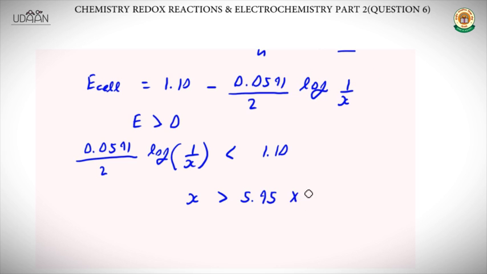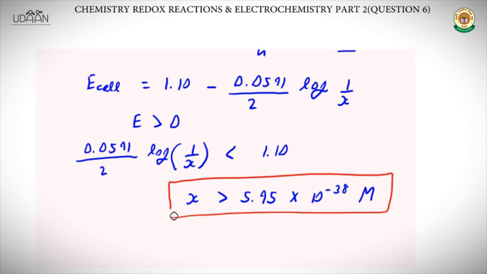5.95 into 10 to the power minus 38 M. Hence x is more than this. This is the minimum concentration. So you can just check for when the value becomes greater than 0, and then at that minimum concentration the reaction will become spontaneous in the forward direction. And you can just put the values in this equation and check the results for yourself. So yeah, that's all there is to this question. We'll move on to the next one.